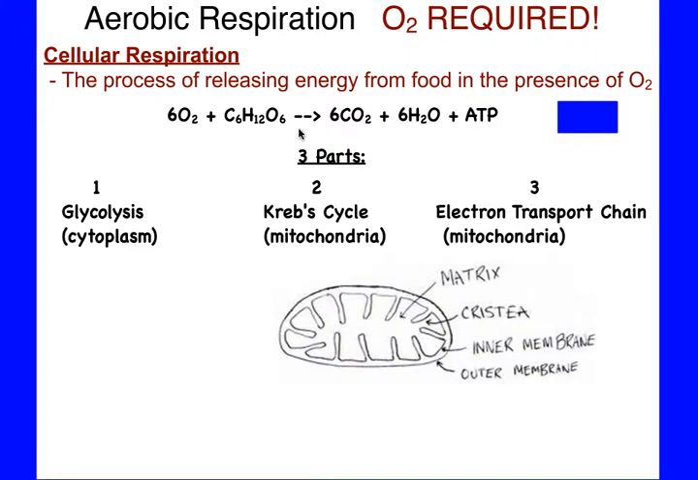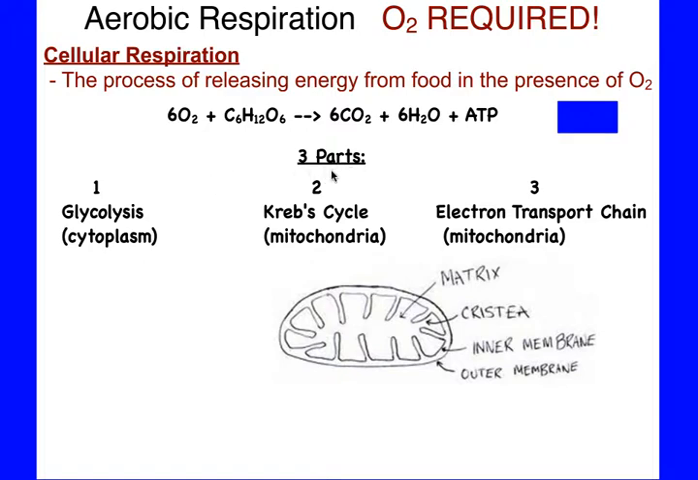Now, plants, once they make the food from photosynthesis, will also have to complete cellular respiration to get ATP energy. So plants also do this as well as animals. This is not something that's exclusive only to animals.